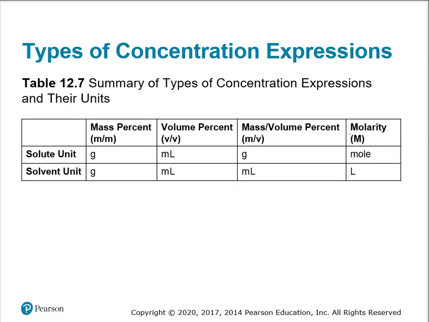Here's a summary of different types of concentration expressions and their units. The first one is mass percent, and that's when we would measure our solute in grams and our solvent in grams, and we would look at this mass percent. So the m/m just tells us mass, and we know mass is in grams. And I'm going to skip here.